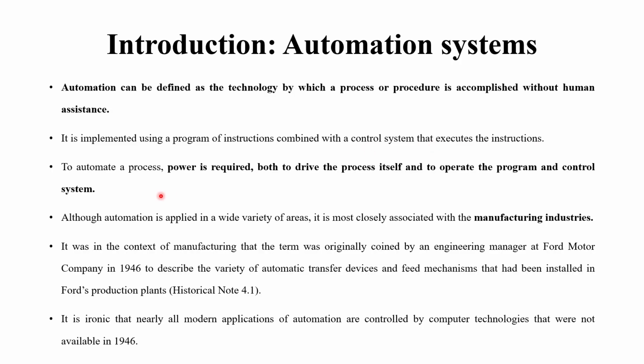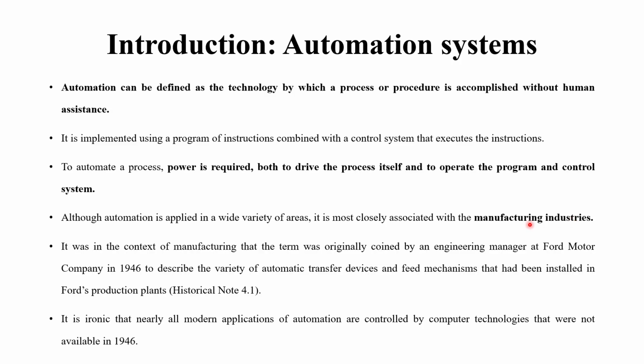To automate a process, the most important thing to note is the power. The power is required not only to drive the process itself, but also to operate the program and control system. Although automation is widely used in a variety of areas, the main area to note is manufacturing industries.